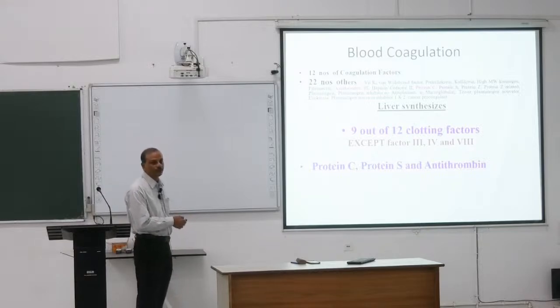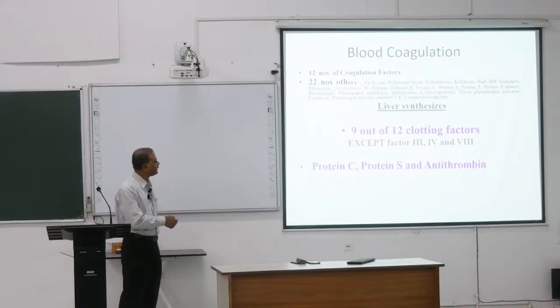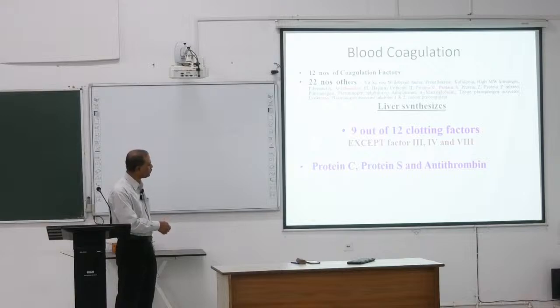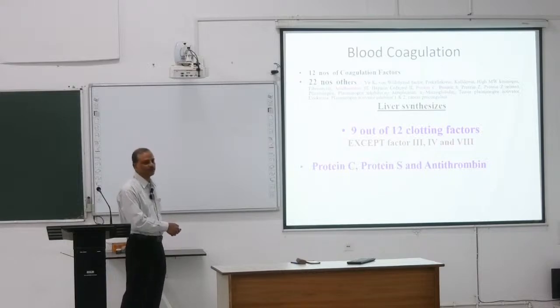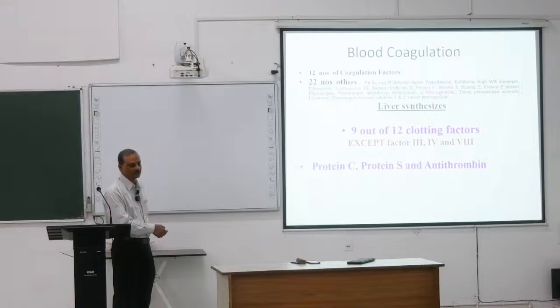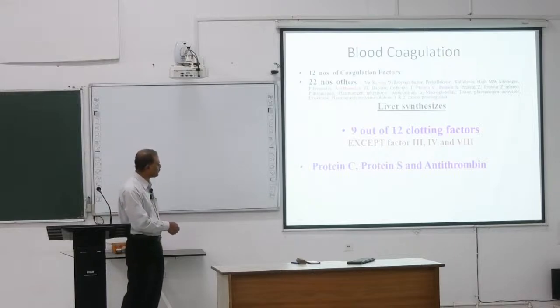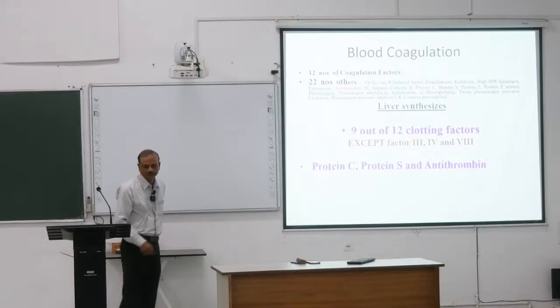And the importance of the liver here is that 9 out of 12 clotting factors are synthesized by the liver. And you just make a small note that except 3, 5, 4 and 8, these are not synthesized by the liver, but 8 is synthesized by the liver reticuloendothelial cells. So the liver synthesizes 9 out of 12 clotting factors, including protein C, protein S, and antithrombin, which belong to these 22 others.